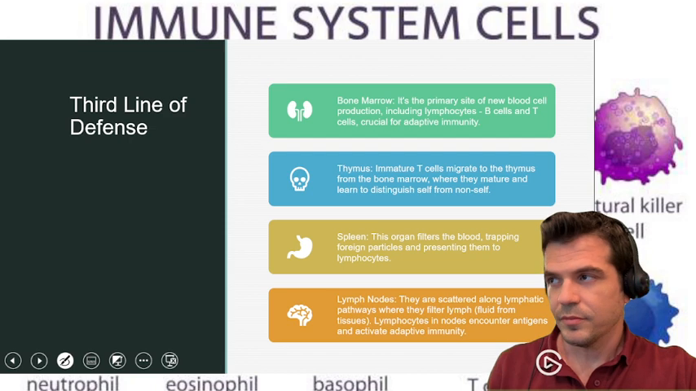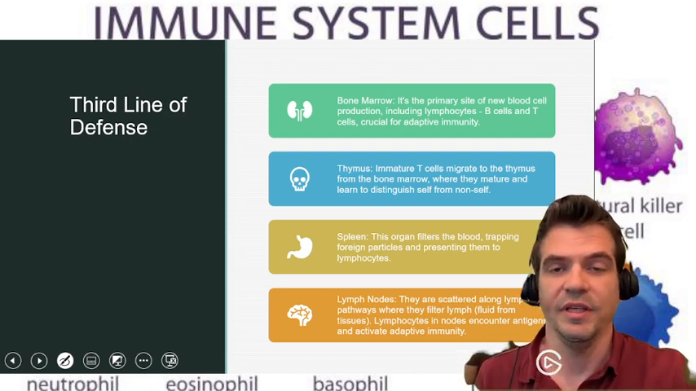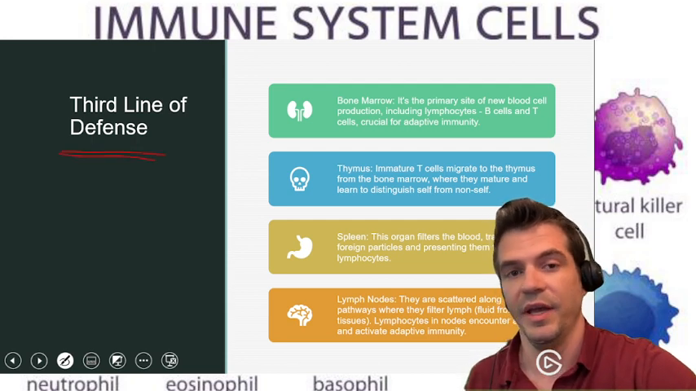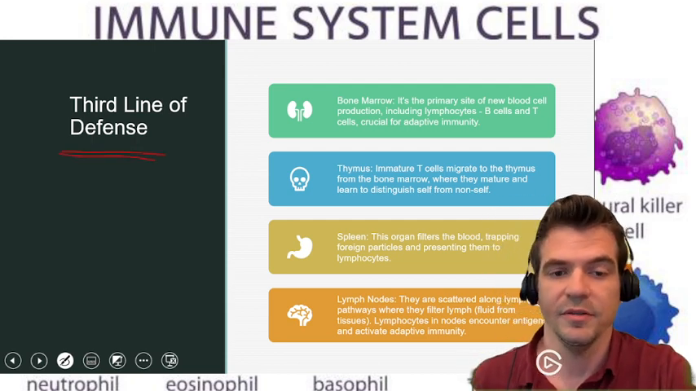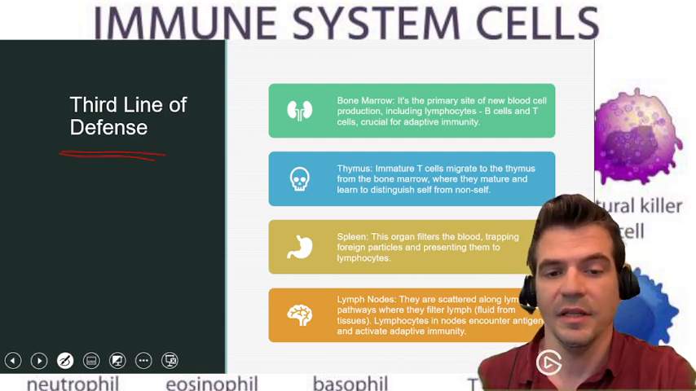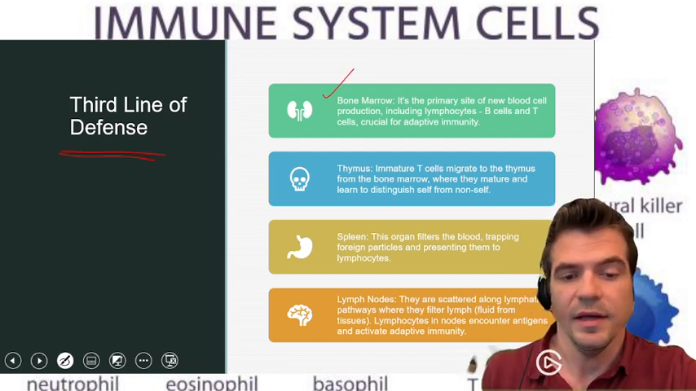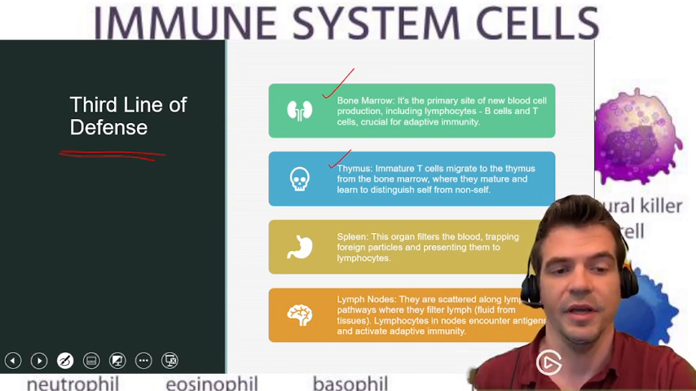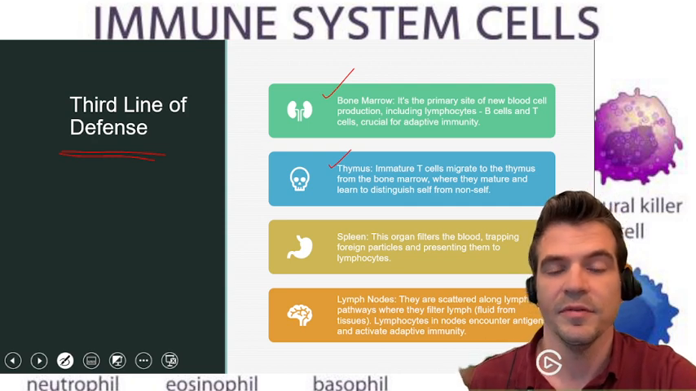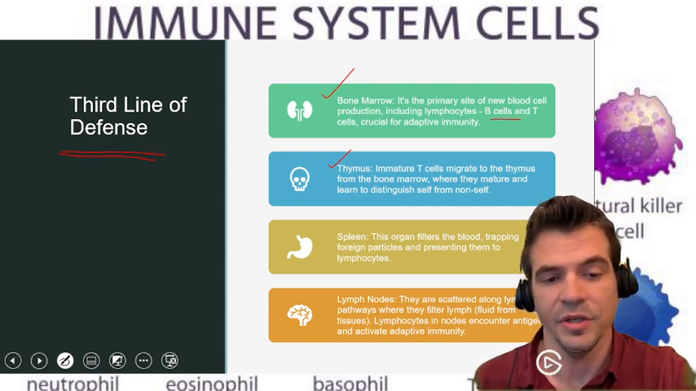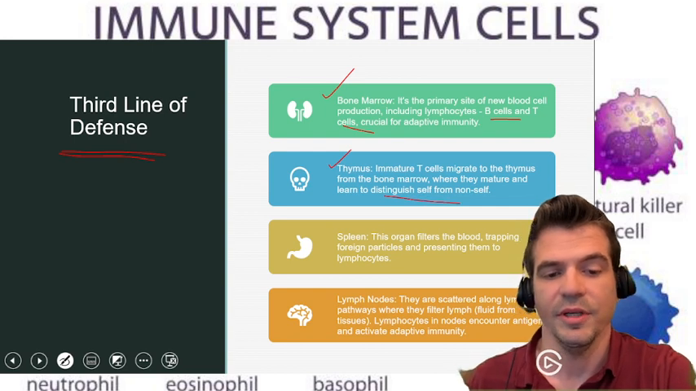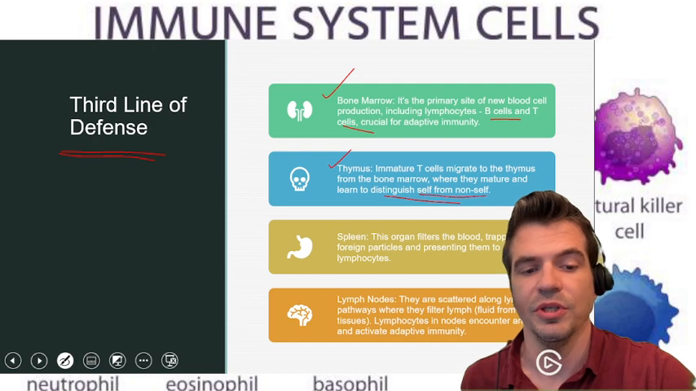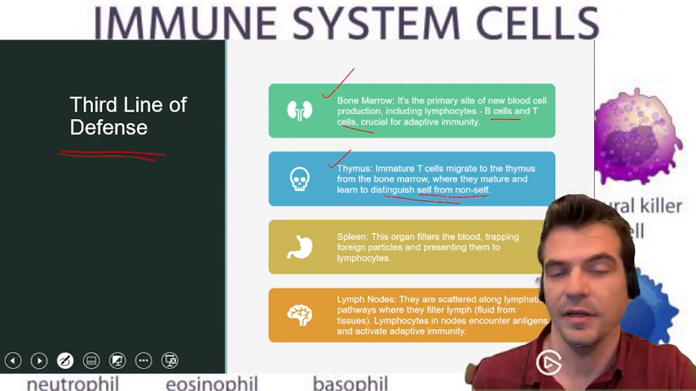Continuing with innate immunity's first and second lines of defense, adaptive immunity also has the term third line of defense. We can see that the bone marrow and the thymus are integral parts of the third line of defense, because these are the sites of B and T cell production and T cell maturity. They can learn to distinguish self from non-self in the thymus.